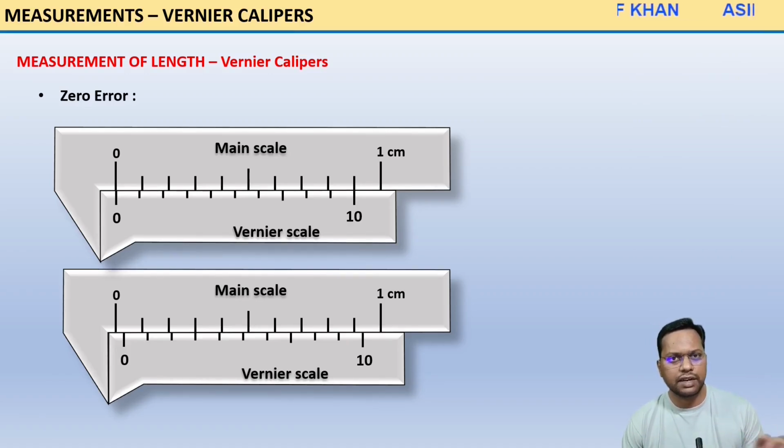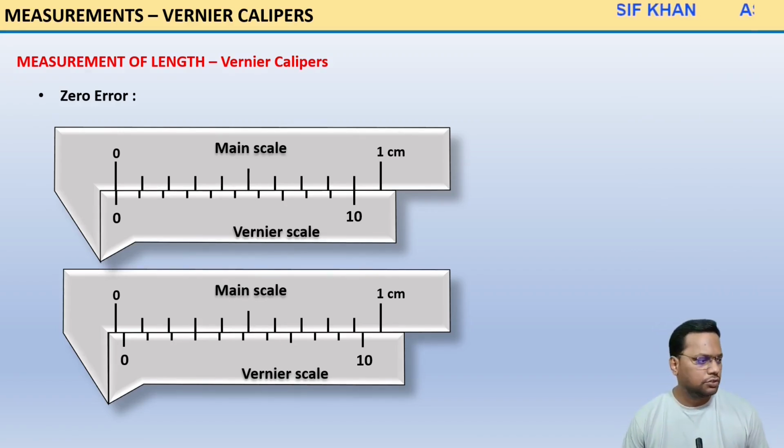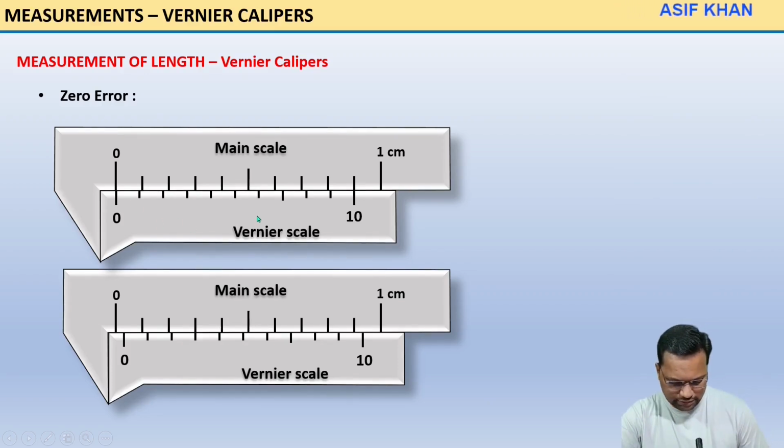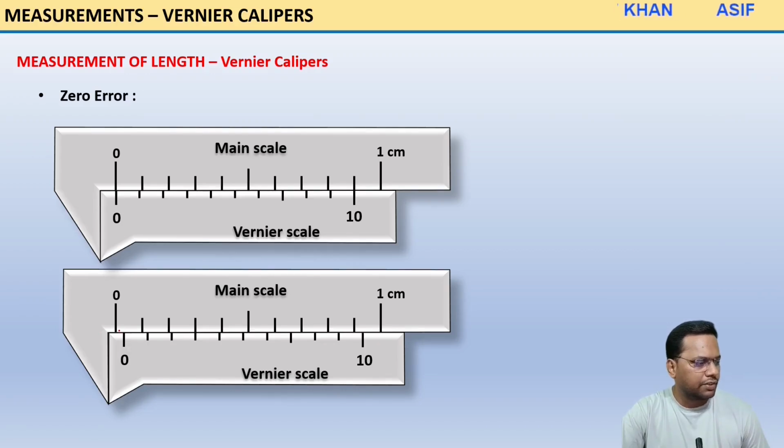That means we need to subtract that extra length. So here we need to find out what is that extra length that was shifted forward. The shifted length is equal to this gap. When the two jaws are in contact, there is a gap between the two zeros. This gap is shifted forward. Therefore, we need to find out this length, and then subtract it from the final observed reading of the Vernier calipers.